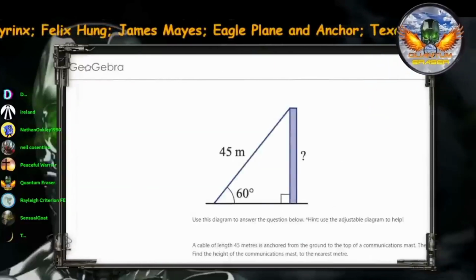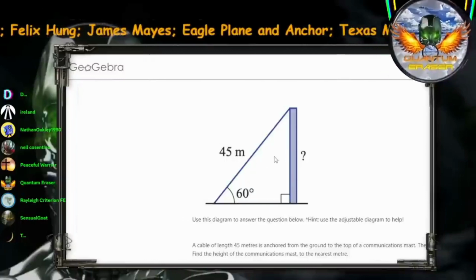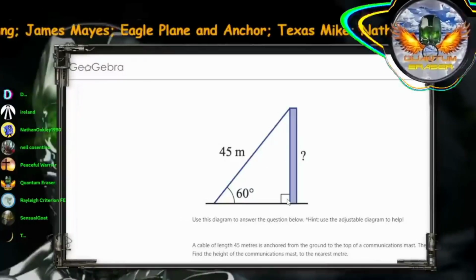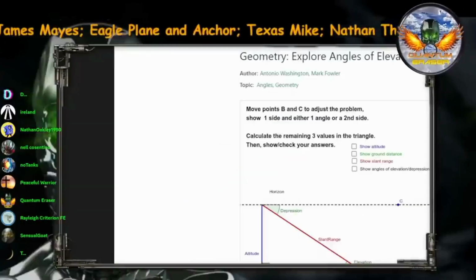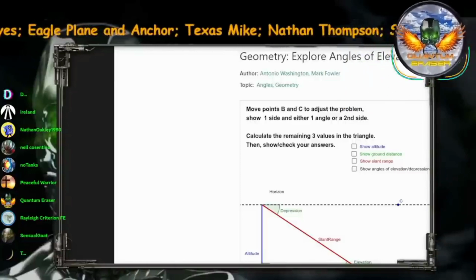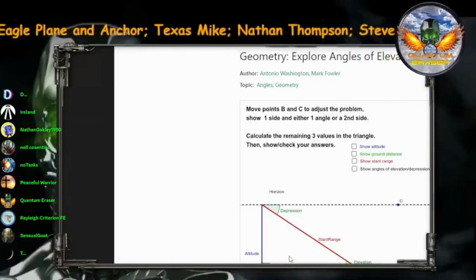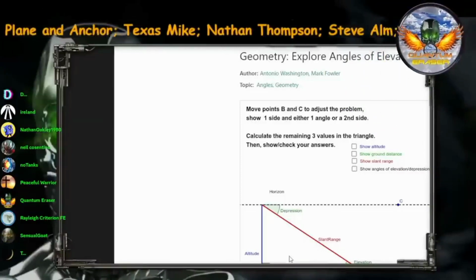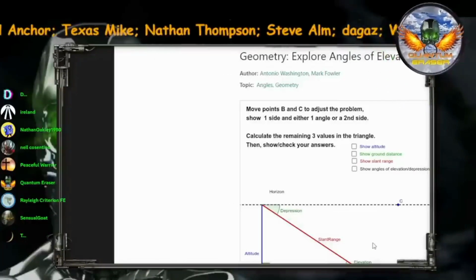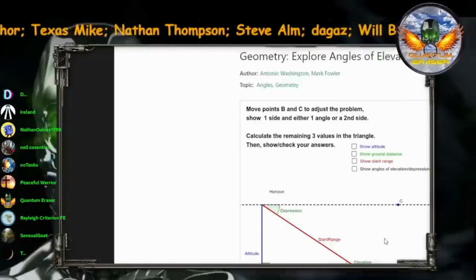GeoGebra again, angle of elevation. Looks like a right angle triangle to me. There's your 90. Remember you said 90? GeoGebra again, explore angles of elevation and depression. This elevation angle looks like a right angle triangle to me, and to anyone who has passed Intro to Geometry in 3rd grade.